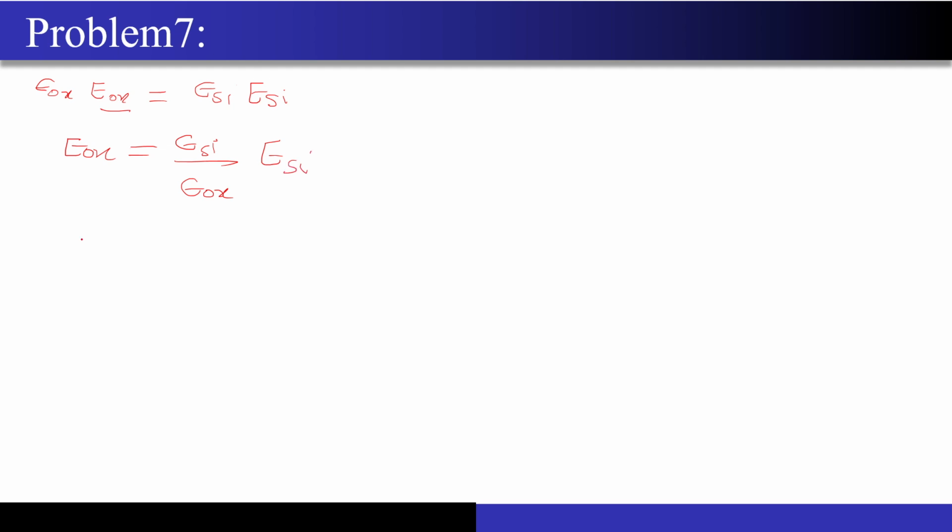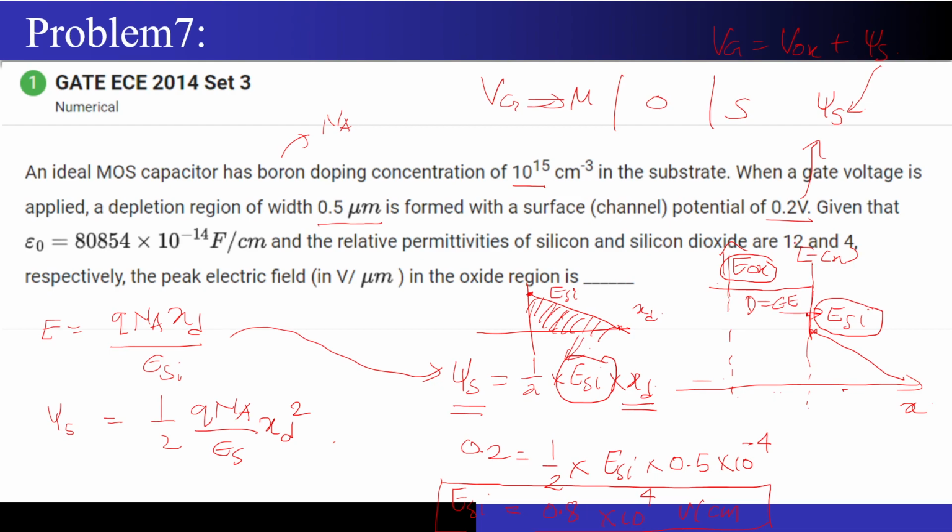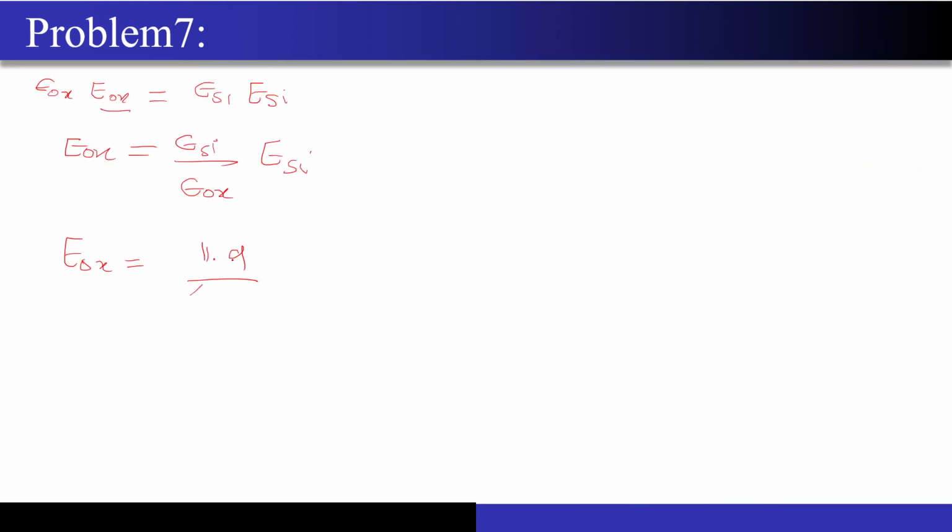I know everything now to solve for EOX. Epsilon Si is near 11.9, but I don't have to use that because they have given the values of 12 and 4 over here. So this exact value is not needed. I will just use 12 as the dielectric constant of silicon. For epsilon ox, they have told me to use 4, or else I would have used 3.9. And ESI I already know, 0.8 into 10 to the power 4. This is what we have calculated.